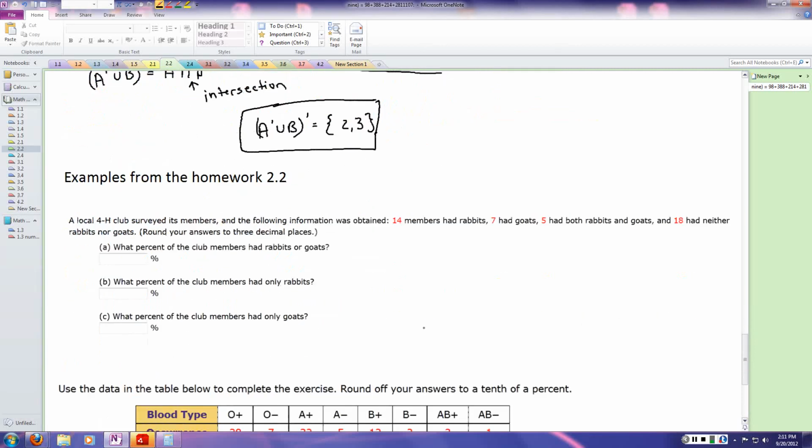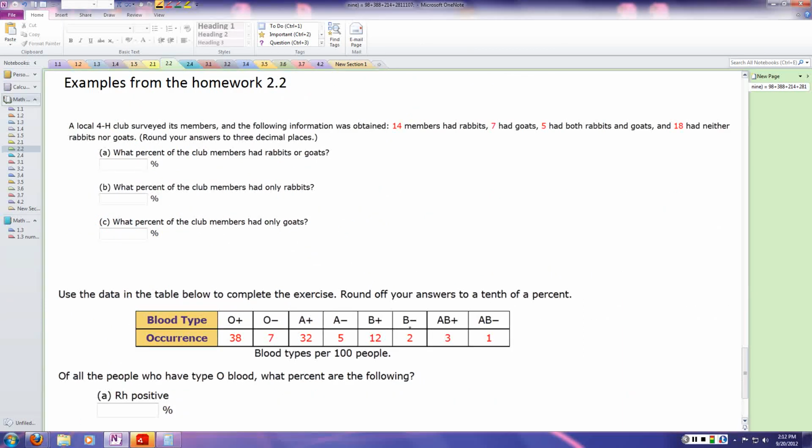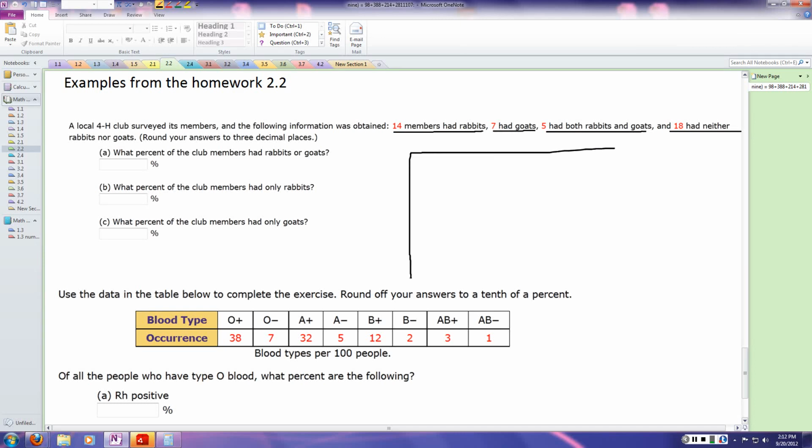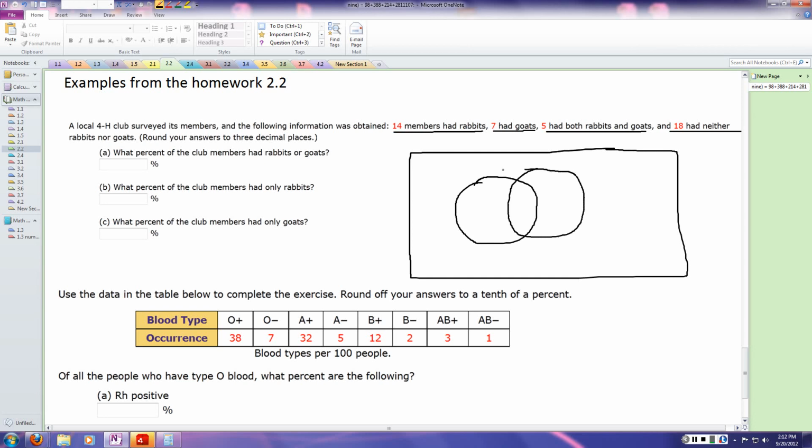So let's look at some examples from the homework. A local 4-H club surveys its members, and the following information was obtained. 14 members had rabbits, 7 had goats, and 5 had both rabbits and goats. 18 had neither. So this is the same format as the example we did of DVDs, watching a movie on DVD and watching a movie in the theater. So you're going to start with drawing a picture of the universe. We have the people that have goats, the people that have rabbits. So this would be the goat people, the people that have goats, and the people that have rabbits.